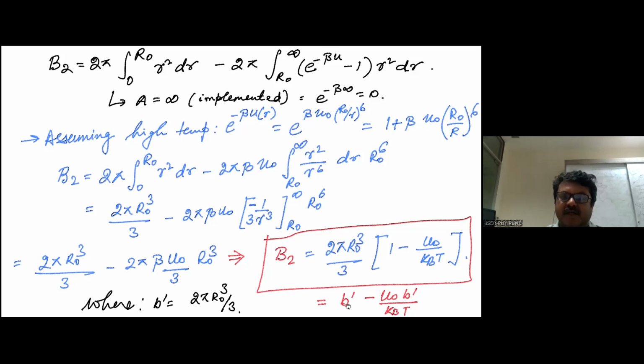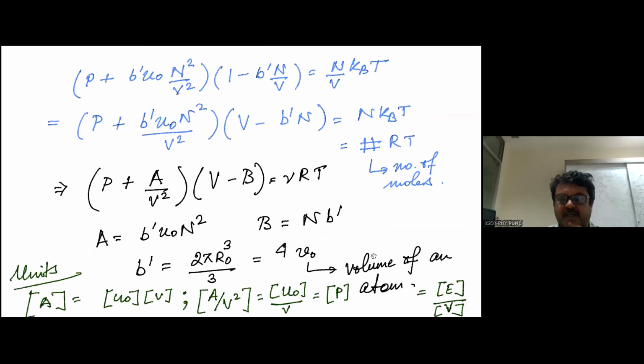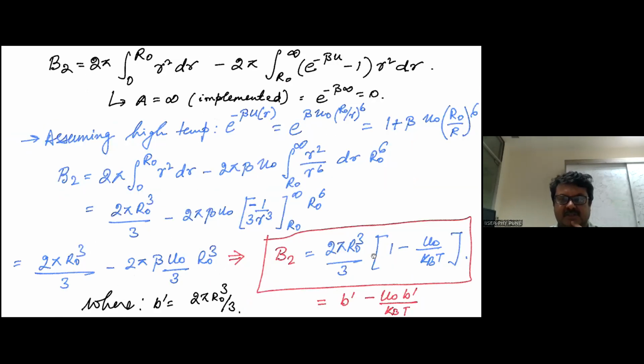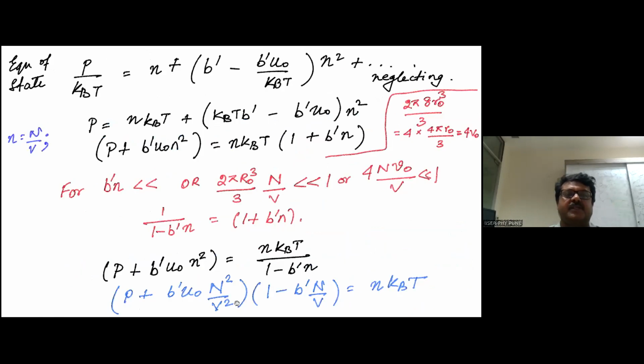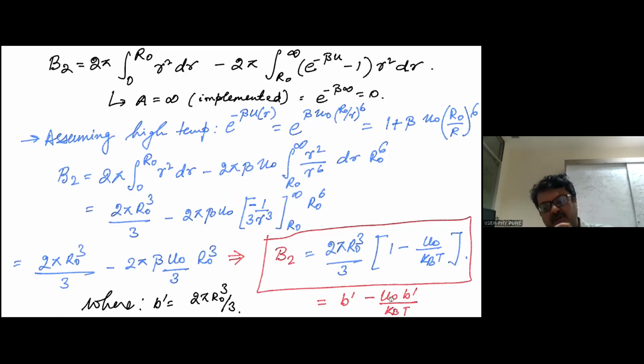And this in turn, one can write it, this 2 pi r0 cube by 3, I'm writing it as b dash minus u0 b dash by kBT, right? B dash, we had already checked, had units of volume. And here again, we are getting units of volume. B dash equal to 2 pi r0 cube by 3. So finally, we are ready to put it. So we have an expression for B2 now in terms of the microscopic energy of interaction, and 2 pi r0 whole cube by 3 is B dash.